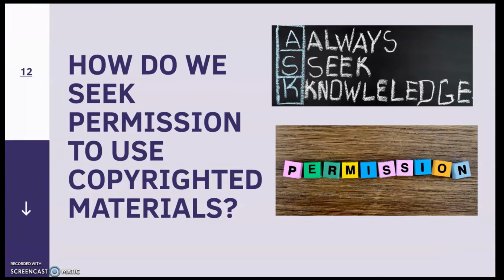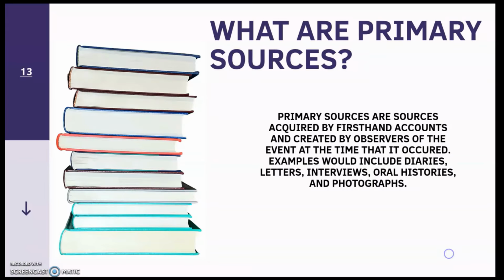So, how do we seek permission to use copyrighted materials? Well, that leads us to the discussion of primary and secondary sources. And we have to know what these are because this is going to make a differentiation between who owns a particular work and who is using the work as a source. And this also ties into how to gain permission or, if we can't gain permission, how do we properly cite and give acknowledgement of ownership to the proper person.